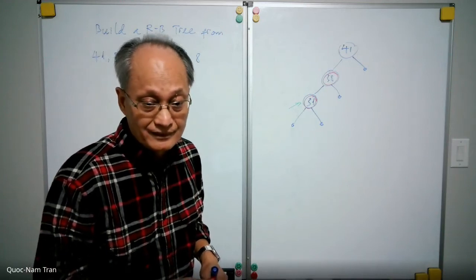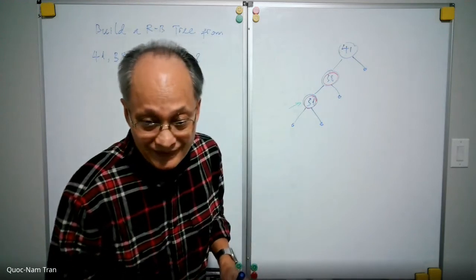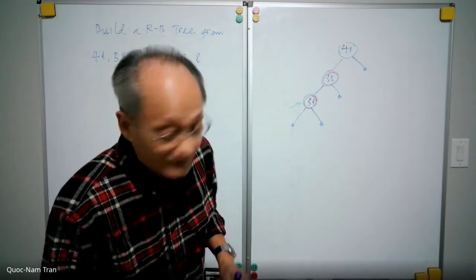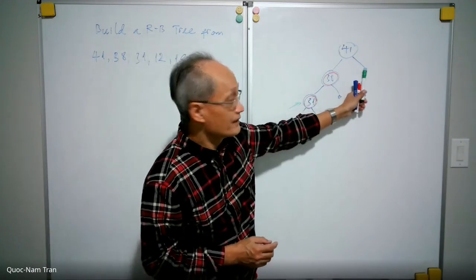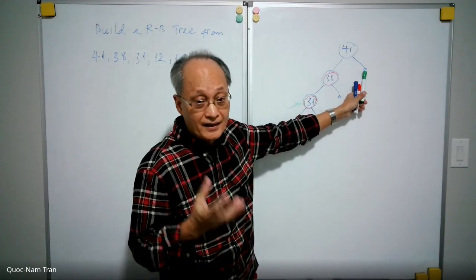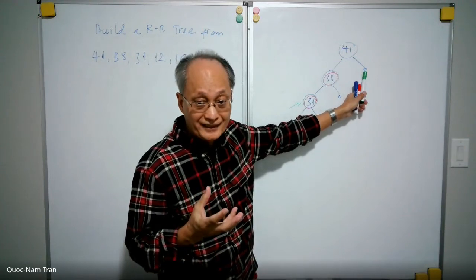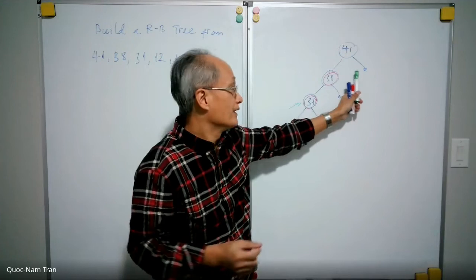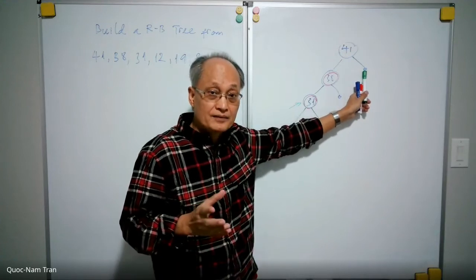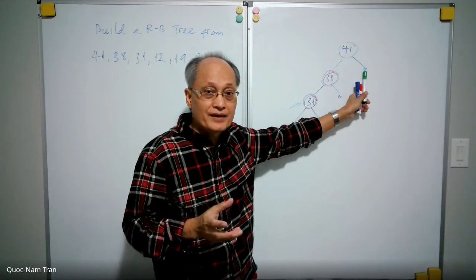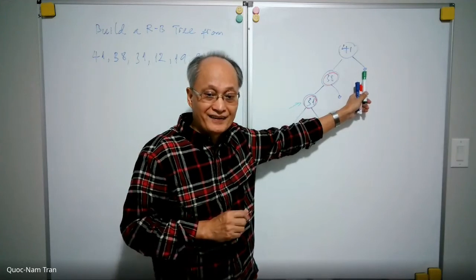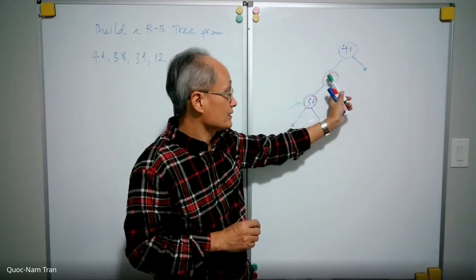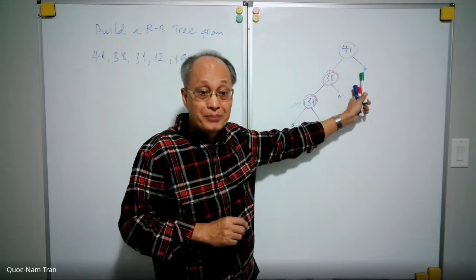Okay. So here, what is the color of 31's uncle? Black. Yeah, very good. The uncle is here. It's a null node, but the color is black. Every node should have either red or black color. Even though it's a null node, meaning it doesn't have a value, it still has the black color. So this one is a red node, but the uncle is black.